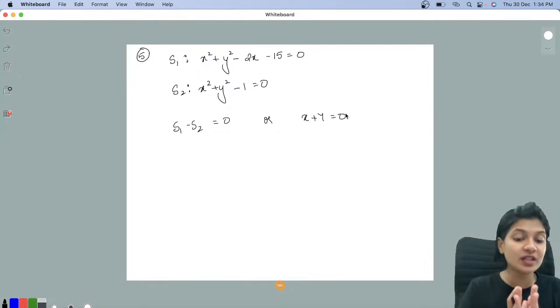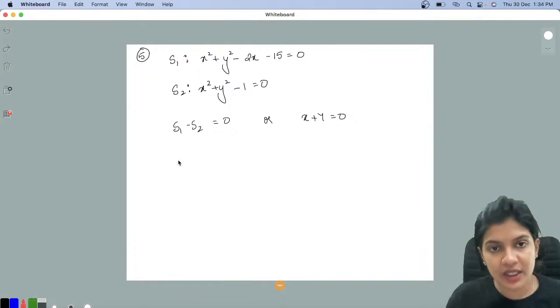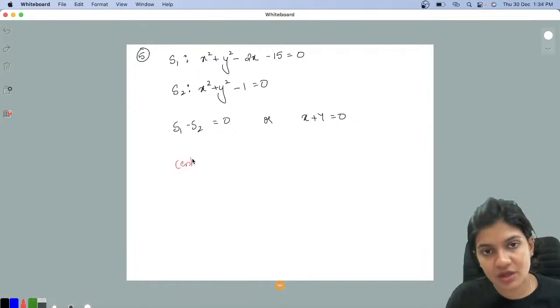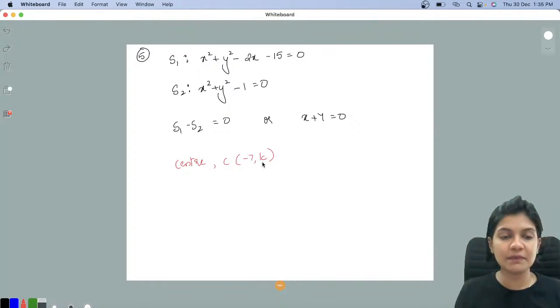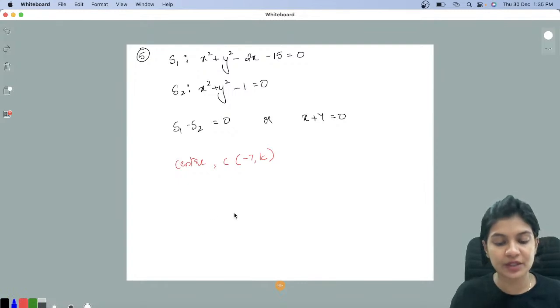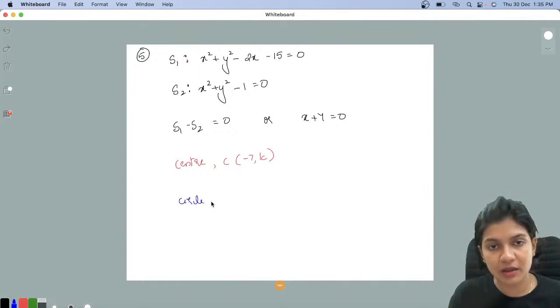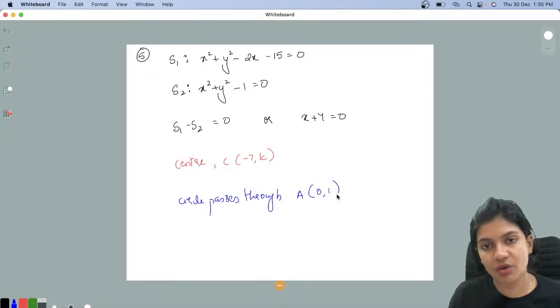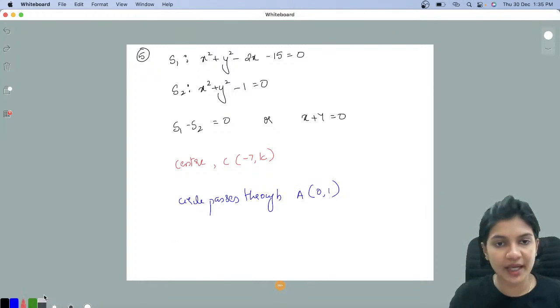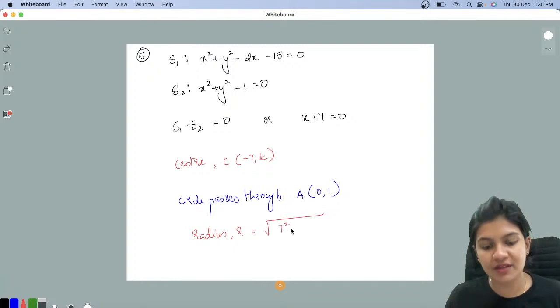So let the center of the required circle be C(−7, k). The circle passes through the point A(0, 1). So I can say the radius of the circle R will be equal to root of 7² + (k − 1)².